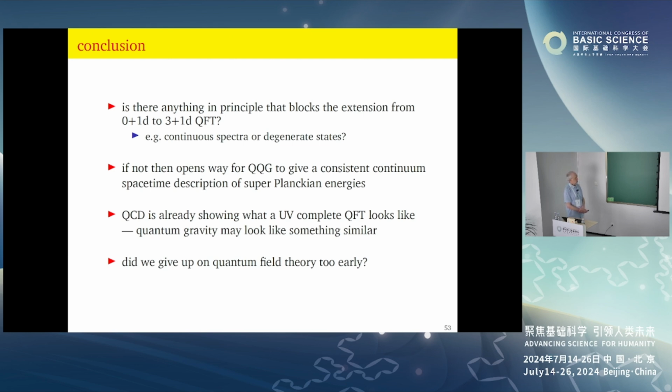But if there is no blockage, then this story opens the way for QFT to give a consistent continuum space-time description of super-Planckian energies. QCD is already showing us what a UV complete quantum field theory looks like. And so it seems like quantum gravity may look something similar. And the final question is: did we give up on quantum field theory too early, about 45 years ago? Okay, thank you.